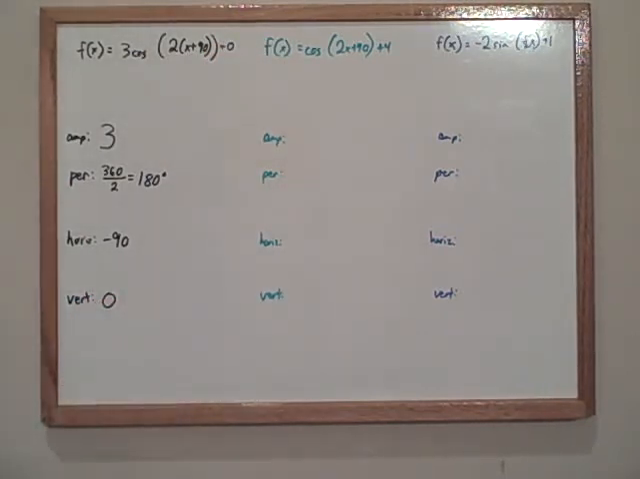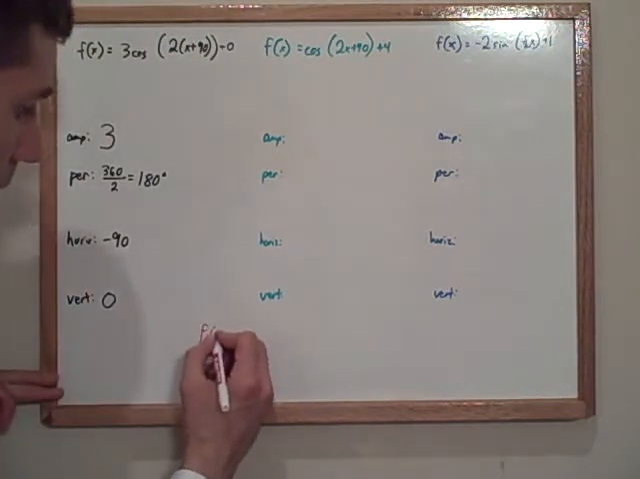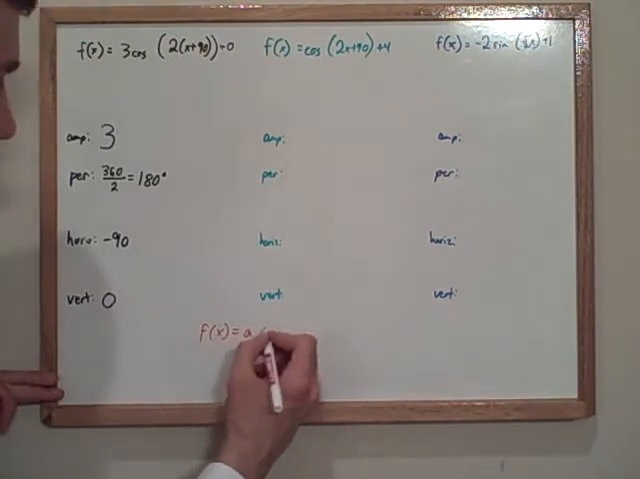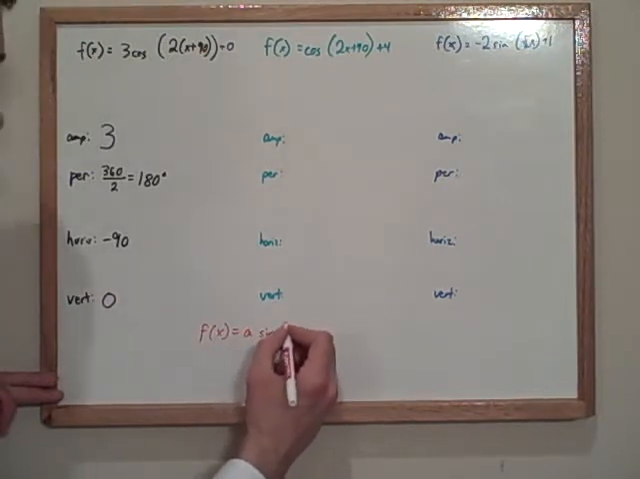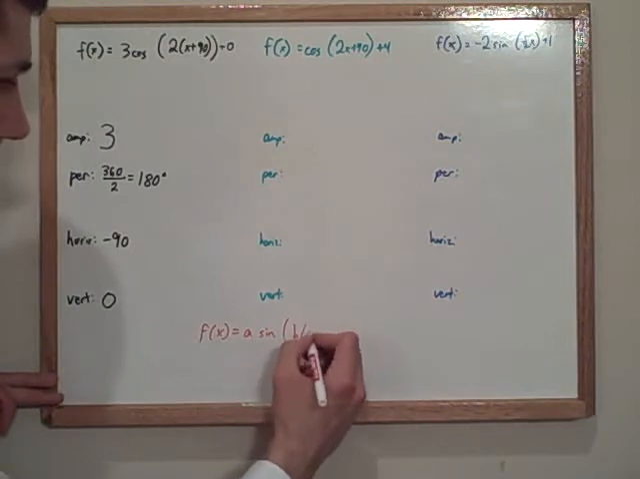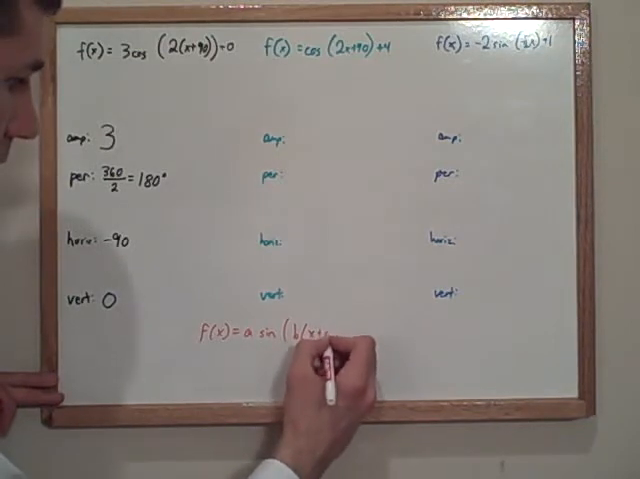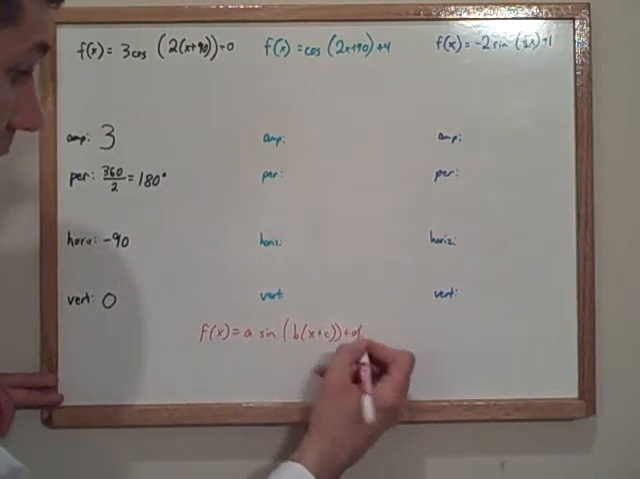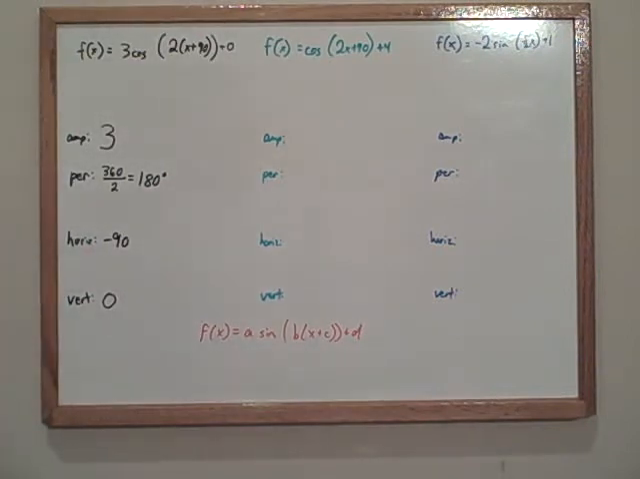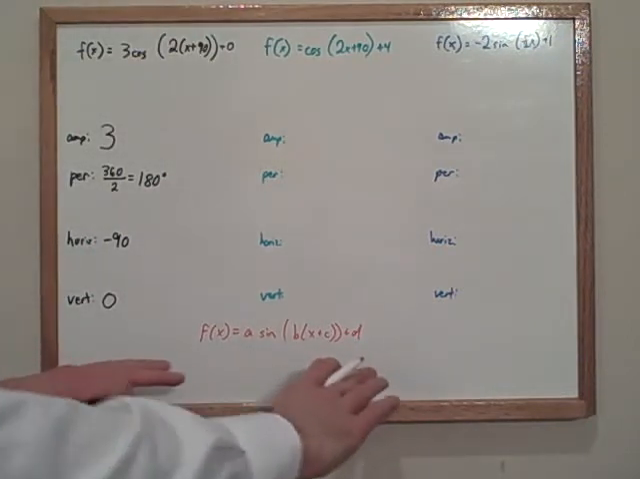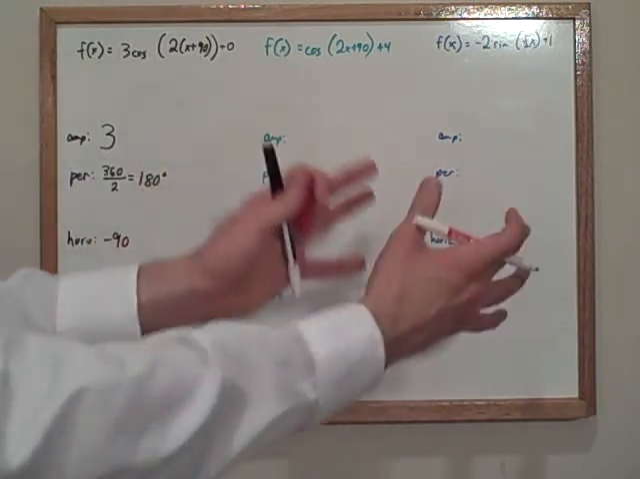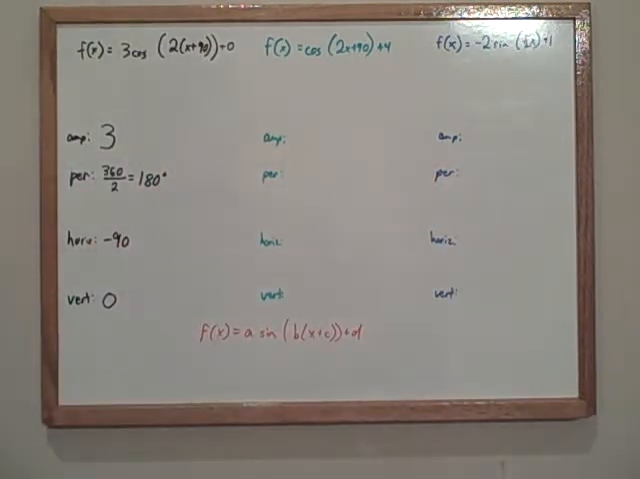Okay, the first one was relatively basic, so I'm going to use that kind of as a template for some of the other ones. I'm going to use sine instead of cosine when I write this out. But f of x is going to be equal to a sine b x plus c plus d. I'm going to use this to explain it, and then we'll go through the other two. If you want to write this over on the side, that would be fine.